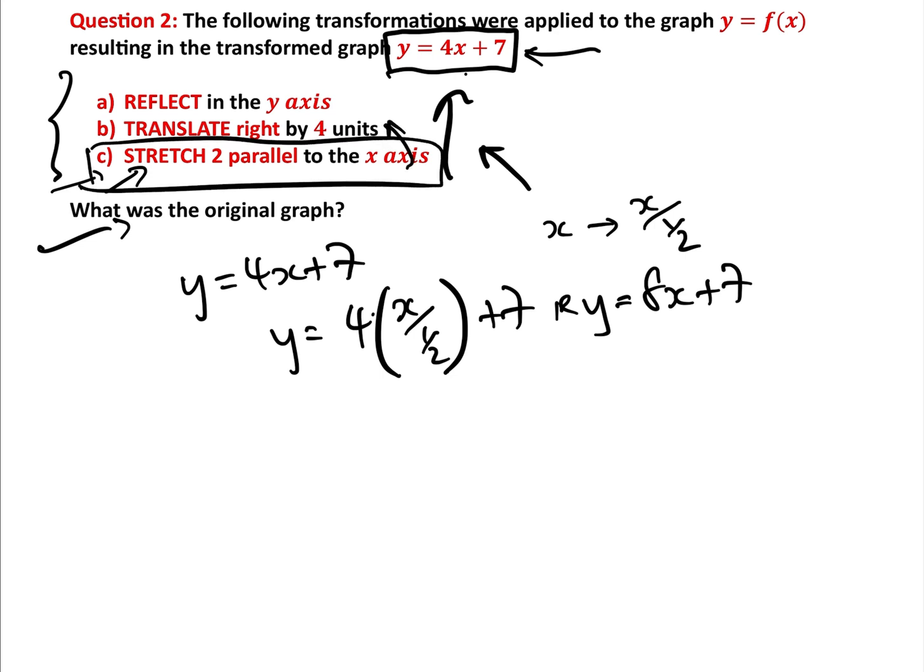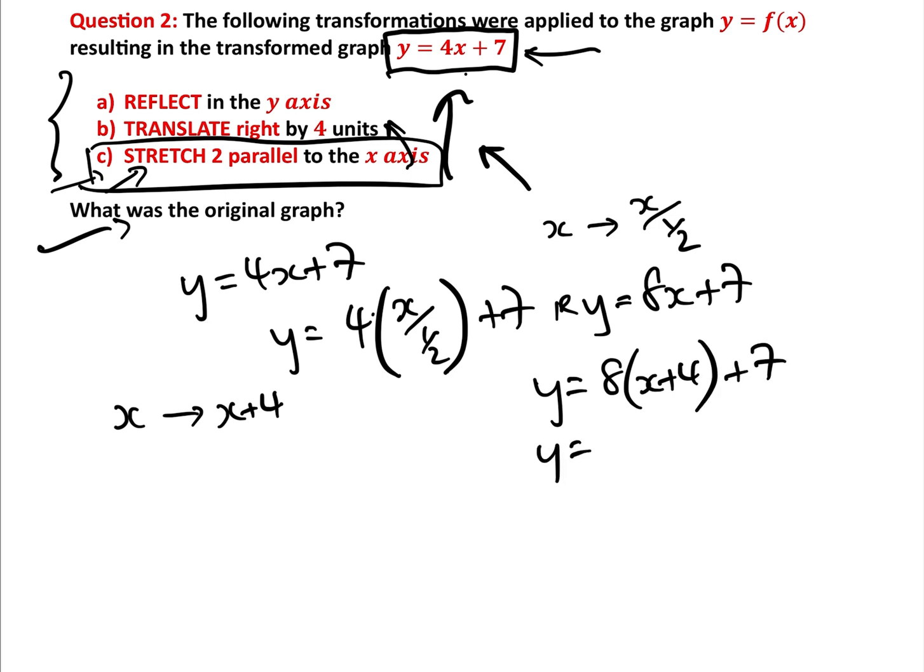The second one, translate right by 4 units. We've got to do the exact opposite of that. We've got to translate left by 4 units, i.e. to translate left, we would replace x by x plus 4. So now that would be y equals 8 times (x plus 4) plus 7, i.e. y equals 8x add 39. So we've now done the inverse or the opposite of the second transformation.